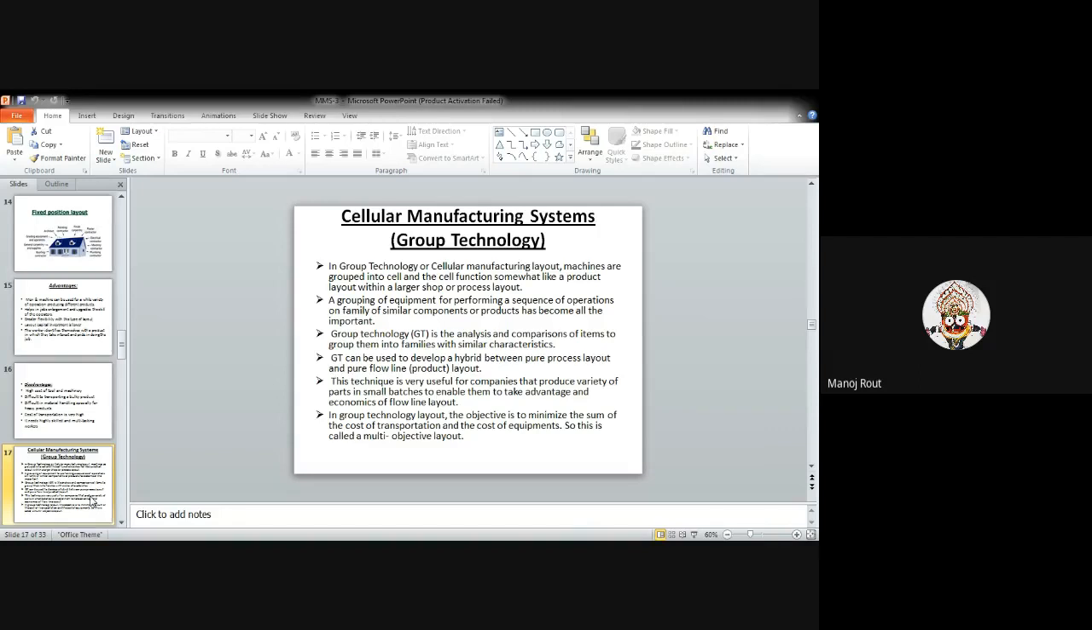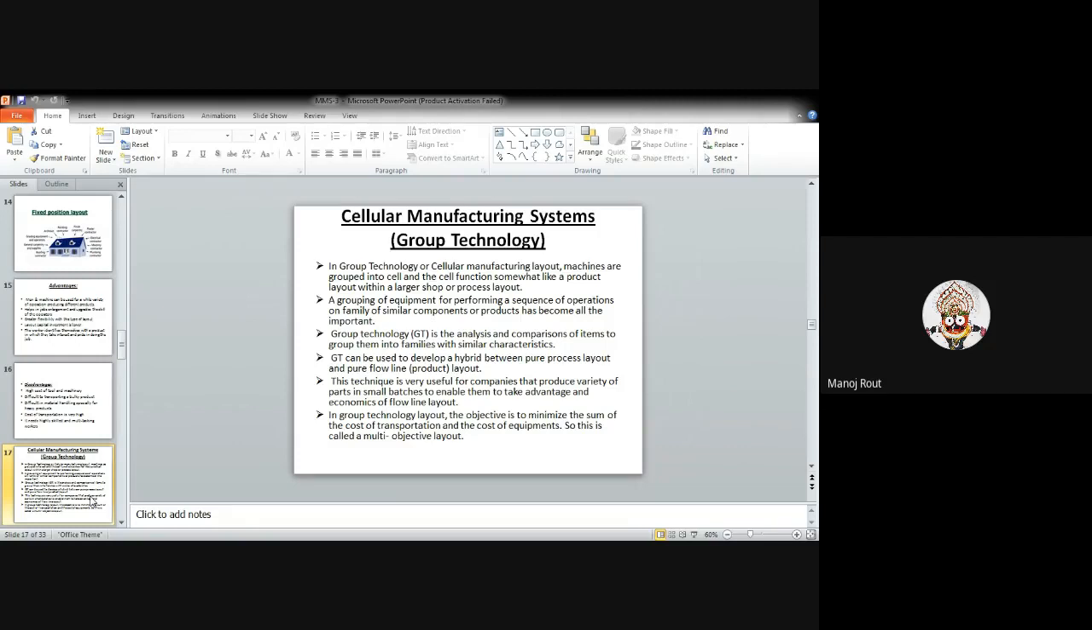To go to the next point, group technology analyzes and compares items to group them into families with similar characteristics. It is applicable to the automotive industries. They work for a common goal, that is, the assembly of automobiles.